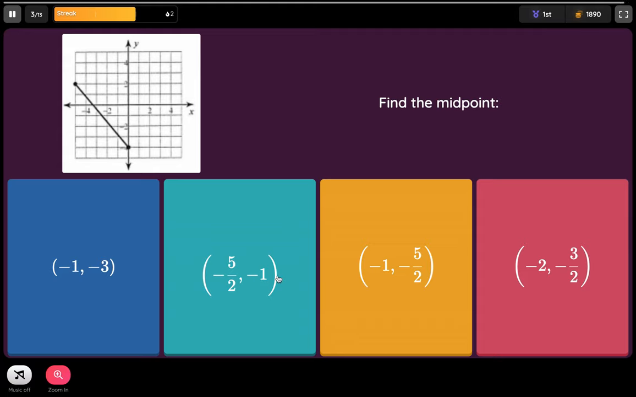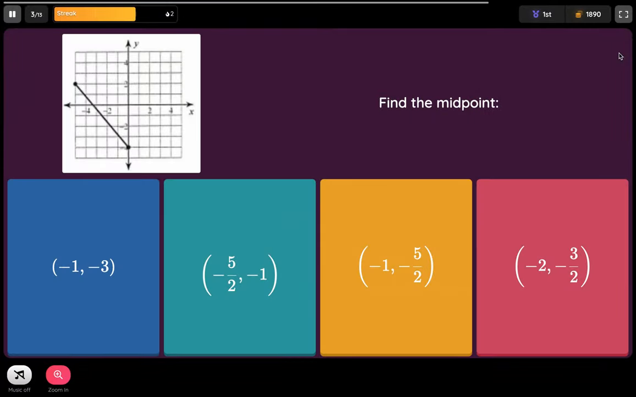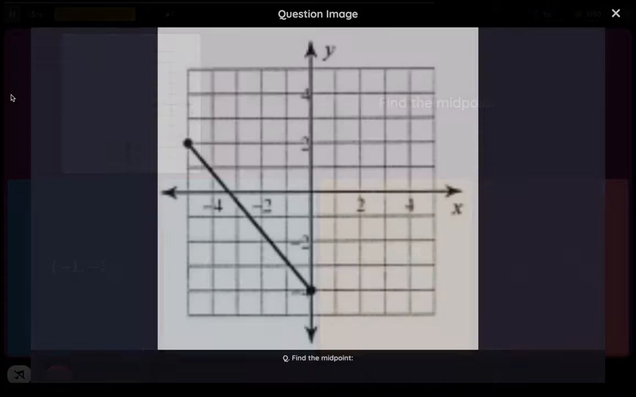Find the midpoint. So this coordinate is 0 and negative 4, and this midpoint is negative 5 and 2. So 0 plus negative 5 is negative 5 divided by 2 is 5 divided by 2, this fraction over here, and negative 4 plus 2 is negative 2 divided by 2, negative 1.